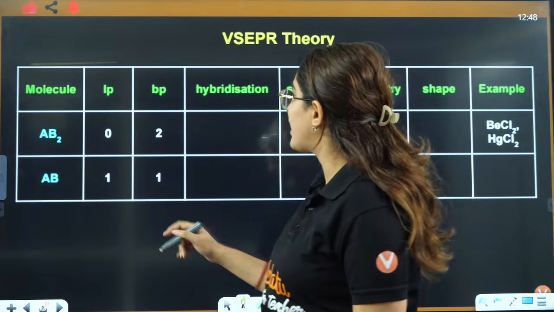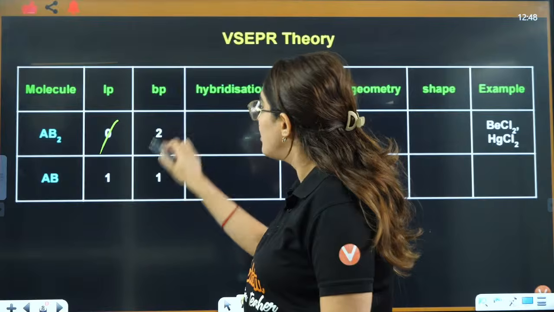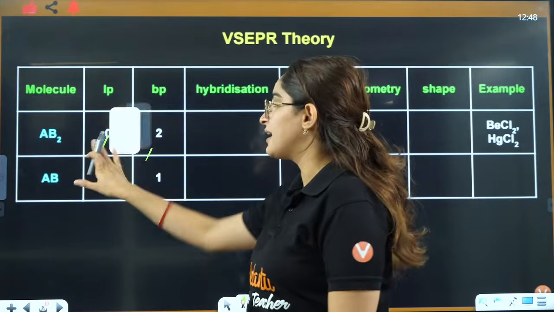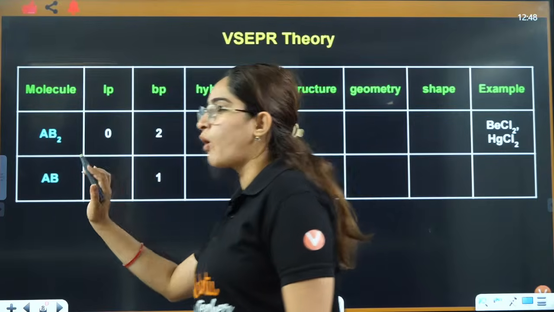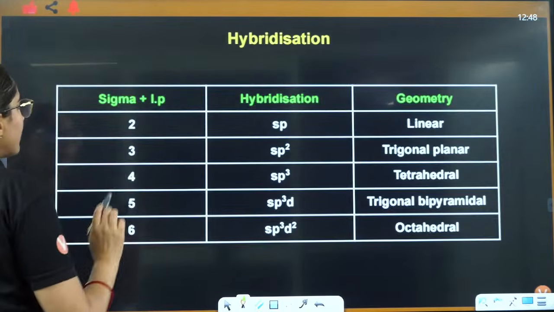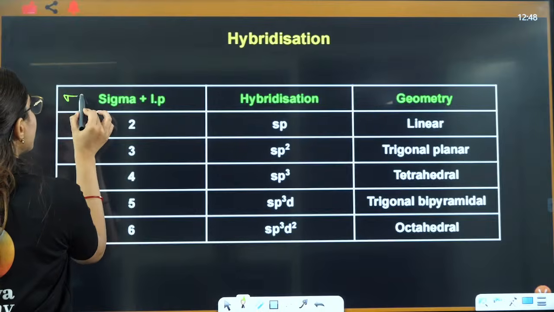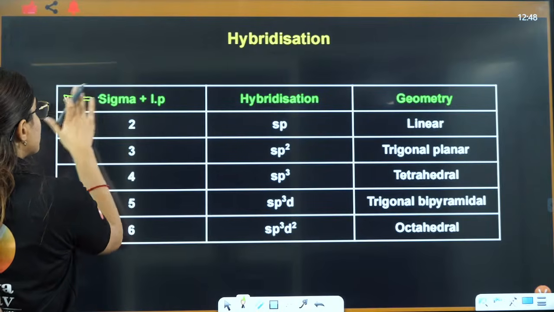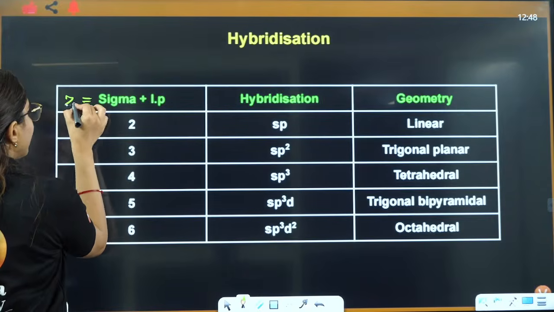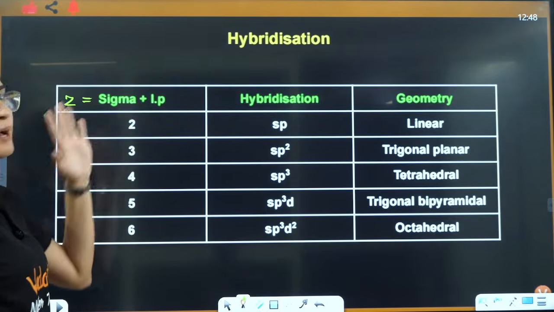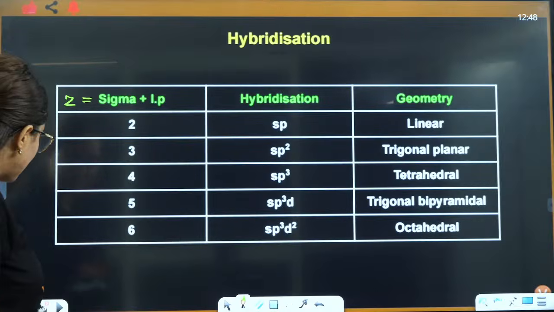So now, if you see, lone pair is 0, bond pair is 2. You know that if lone pair is 0 and bond pair is 2, then what is the steric number? This steric number has a formula. This steric number, you can represent it by Z. This Z is going to be sigma plus lone pair always, right?